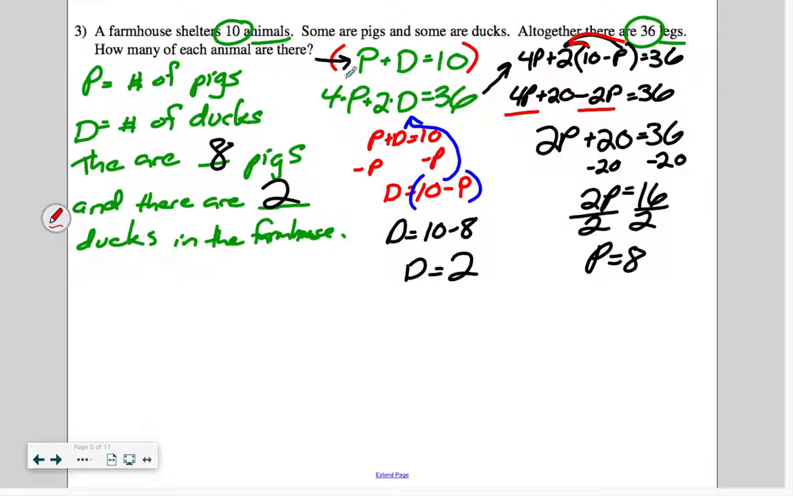And if we take 4 times 8 pigs plus 2 times 2 ducks, I hope we get 36 legs. I'm just checking in that bottom equation, and yeah, we do. So I'm really confident in that answer. That's exciting.